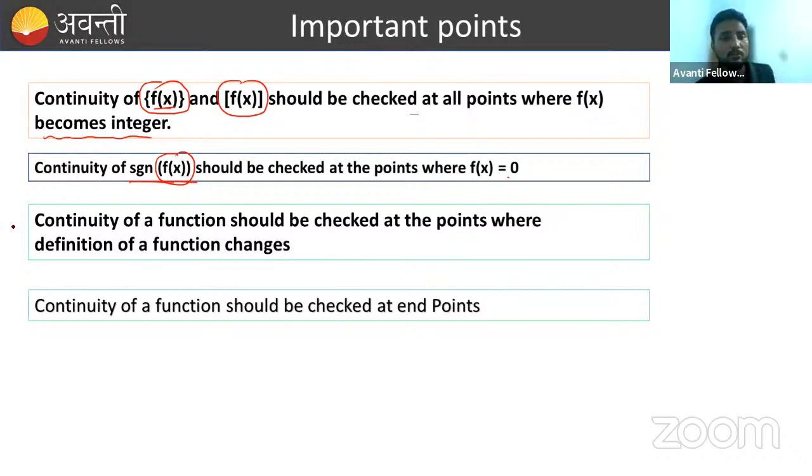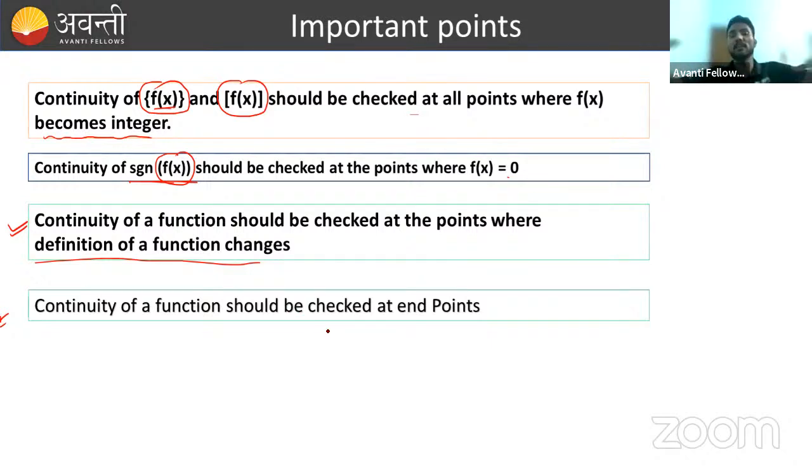Okay, and then also this point I have also discussed that if we are checking the continuity of any function, it should be checked at points where the definition of function changes, where the function is changing from one type to another type, like 1 to 2 it is sin x, and from 2 to 3 it is log x plus 2. So the function changes, so at those boundary points you have to check the continuity of that function.